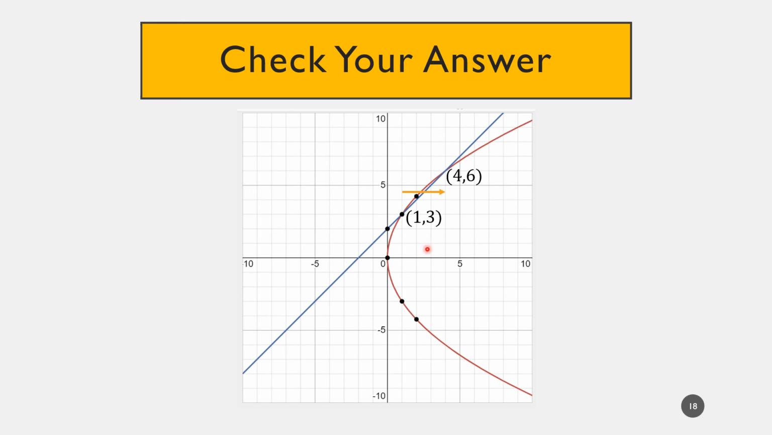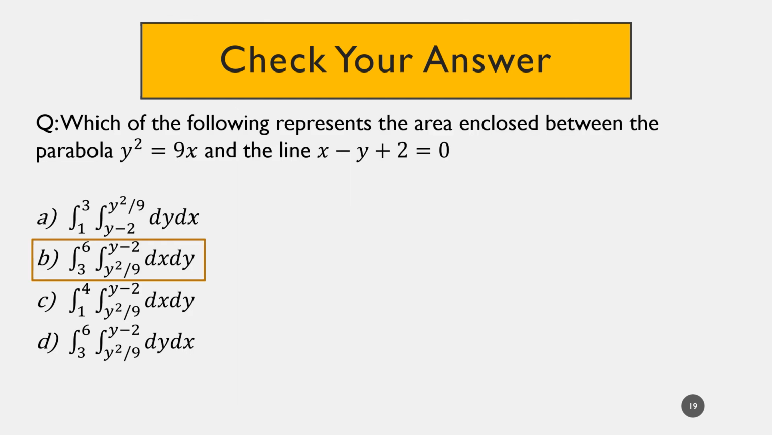So the limits are written in terms of the parabola and then in terms of the line, and the variation for y is from 3 to 6. So option B is the correct option.